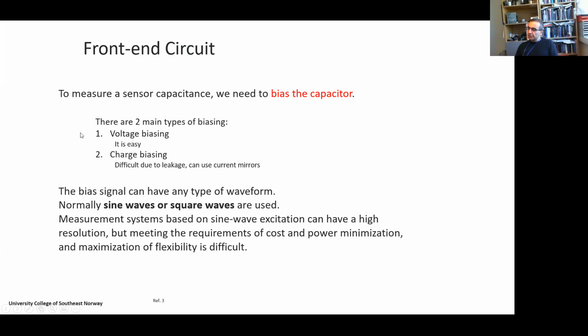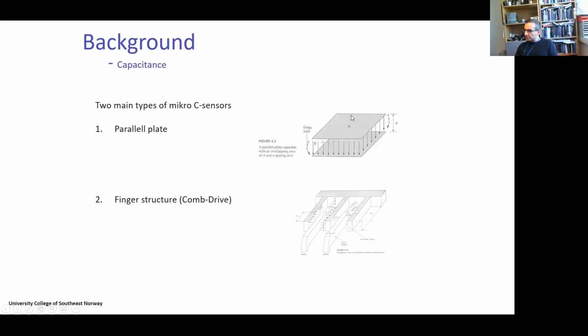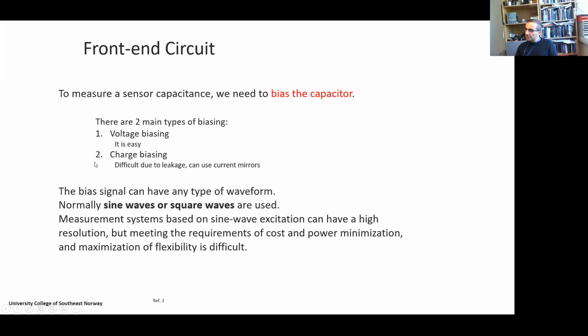Capacitive sensors, in order to read their response, need to be biased. It means that we need to apply voltage across the two plates. There are two types of biasing. Voltage biasing, basically applying voltage across it, is easy. It is the most common way of doing it. And you have charge biasing, which is a bit difficult to make. You need slightly more complicated circuitry. At least you need current mirrors in the simplest form.